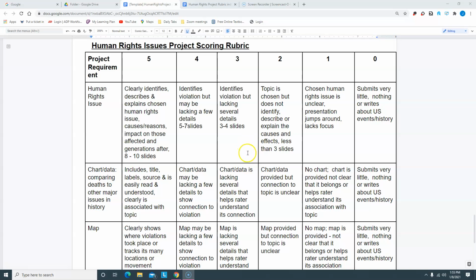I'll let you read through this, but your main categories are human rights issue. Did you clearly identify and describe your human rights violation? Okay, so a human rights violation would be the Holocaust. It's genocide. It was a systematic killing of a certain people.